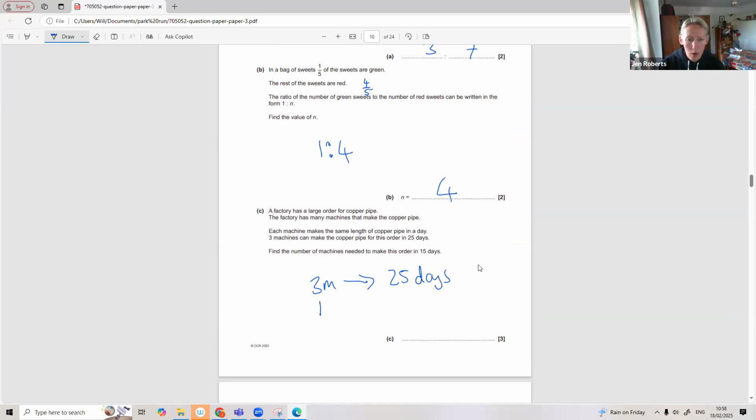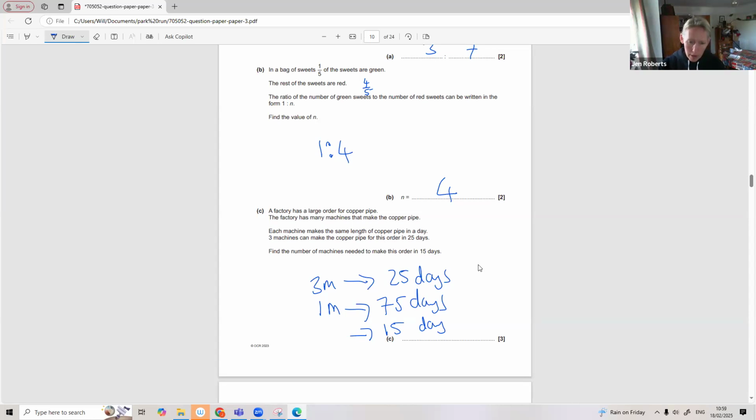If you were using just one machine, obviously it's going to take longer, isn't it? It's going to spread out that work for one machine. It'd be 25 times 3, 75 days. We want to know for 15 days. So obviously it's going to take more machines, isn't it? So the amount of days for one machine is 75.